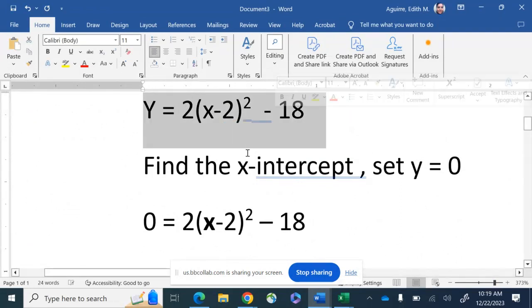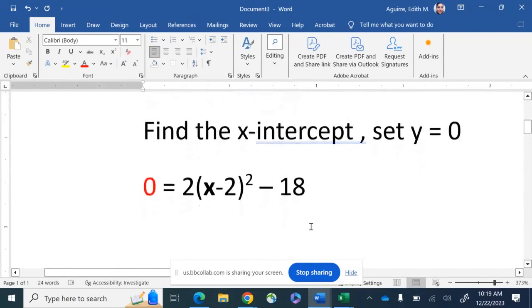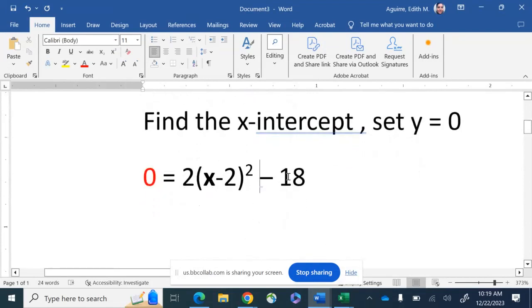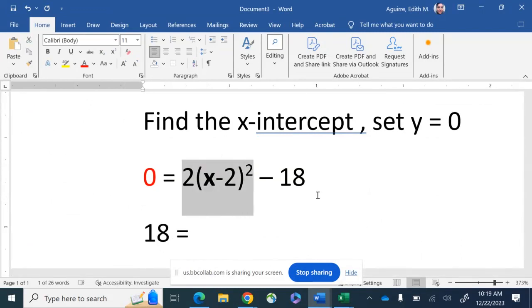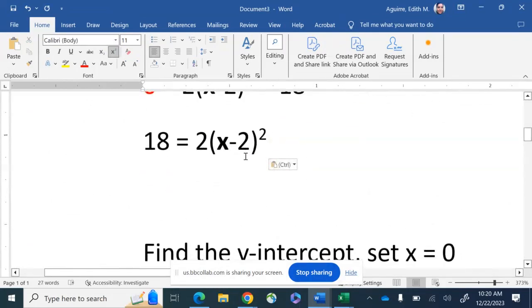So this is our equation. To find the x-intercept, we set the y value equal to 0. That's what we did there, and rewrite the whole equation. To solve this for x, I need to add 18 first to both sides. If I add 18 to both sides, I end up with this, right? Negative 18 plus 18, they cancel out.